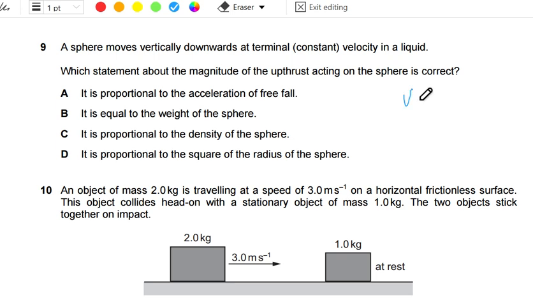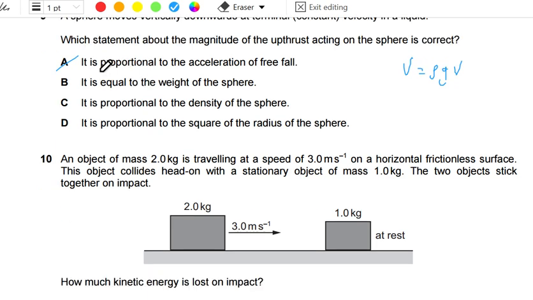Upthrust U is rho g V. Okay, it's proportional to the acceleration of free fall. Remember that this acceleration is g only near the Earth's surface; it can be something else on another planet.